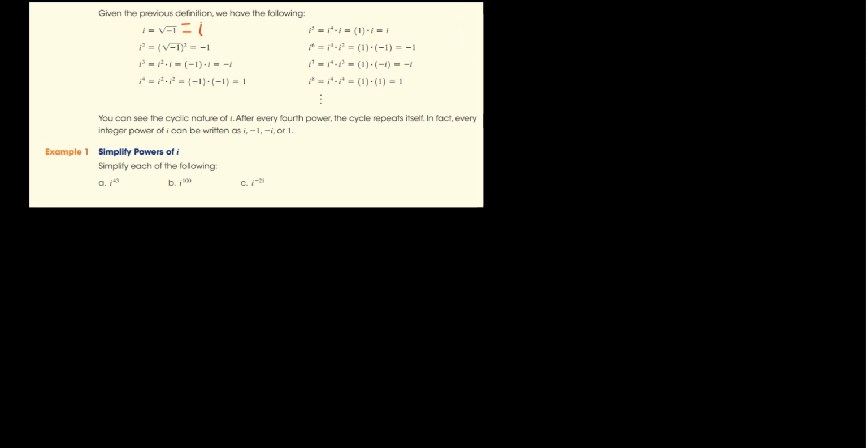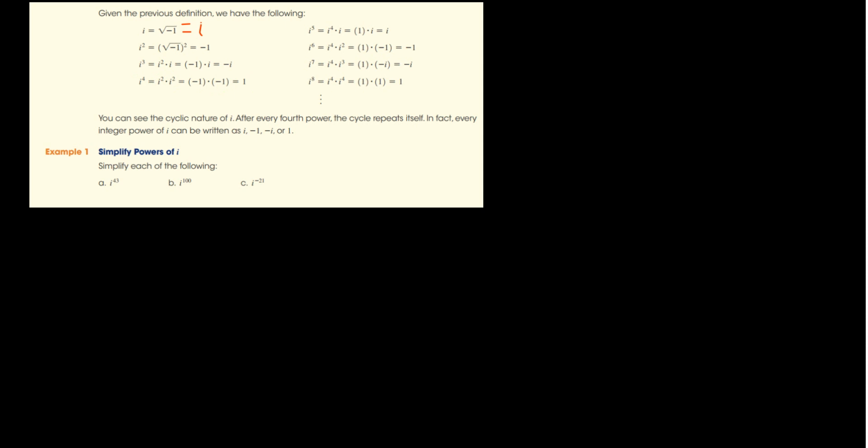Well, i squared, we saw on the previous page, is equal to -1. Now what about i cubed? Well, i cubed can be written as i squared times i, right? And we said that i squared is -1, and that i is just i. So we would have -1 times i, so we'd have a negative i. Well, what about i to the fourth? Well, i to the fourth is the same thing as saying i squared times i squared, which is the same thing as saying -1 times -1, which is 1.